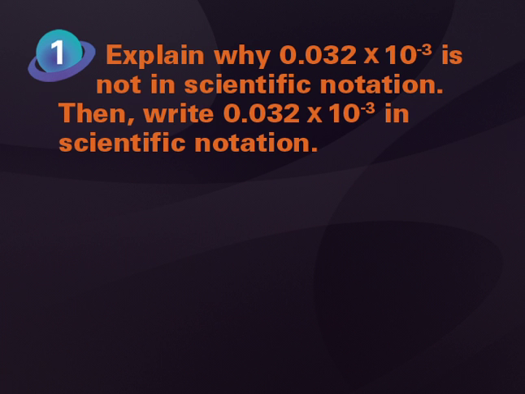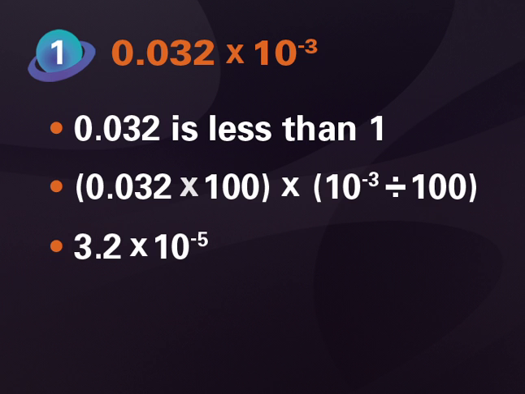In question 1 of challenge set 2, Vance wrote the number 32 thousandths times 10 to the negative 3rd power. Explain why the number is not in scientific notation. Then write the number in scientific notation without changing its value. The number is not in scientific notation because the first factor is less than 1. To make the first factor have the proper form, multiply it by 100. Then, divide the second factor by 100 to preserve the value of the expression. In scientific notation, the number is 3 2/10 times 10 to the negative 5th power.